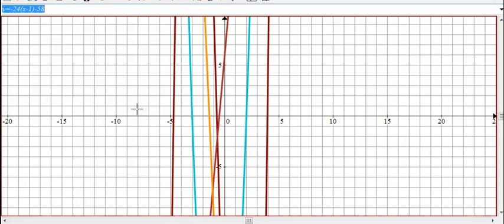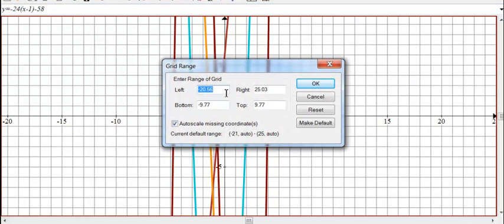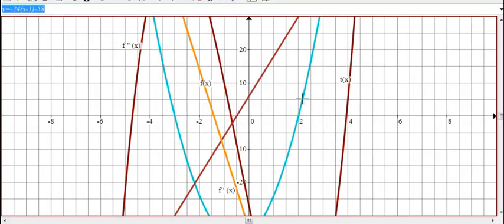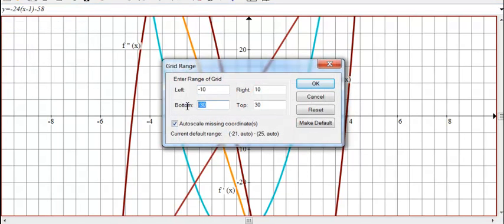Looks like we maybe could come in a little bit on the sides and need to expand up in the top and bottom. So let's go to the grid range. Let's just go negative 10 to 10 to start with. And let's go, how about negative 30 to 30 and see what happens here. Maybe we need to expand out some more vertically. So finding the right grid range is a little bit of trial and error.